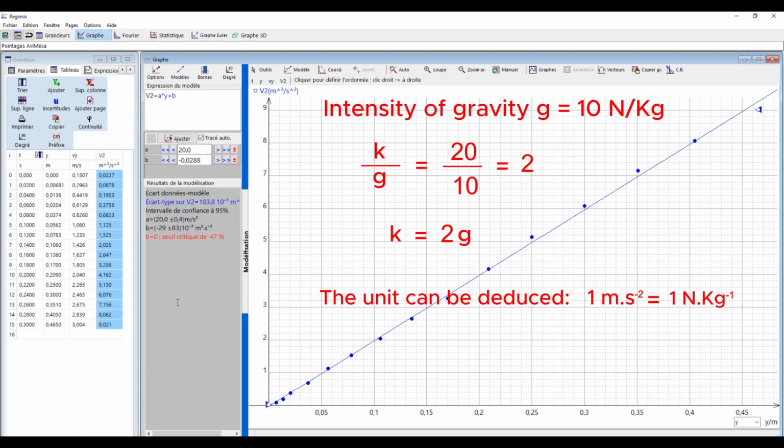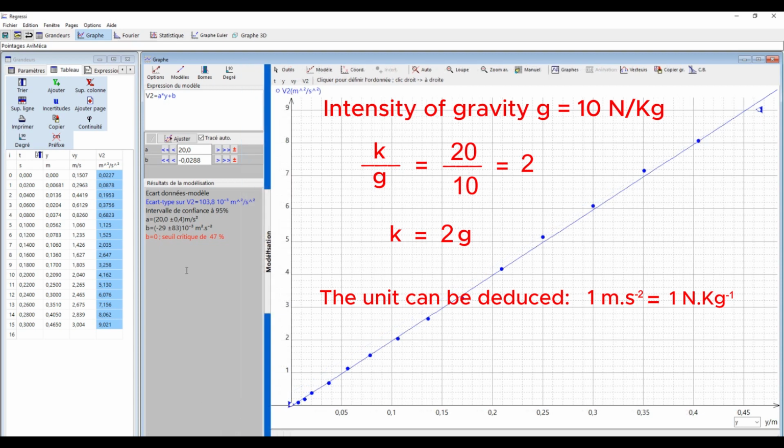Compare the value of k with the value of the intensity of gravity, g, which is equal to 10 newtons per kilogram. Note that k equals 2g.